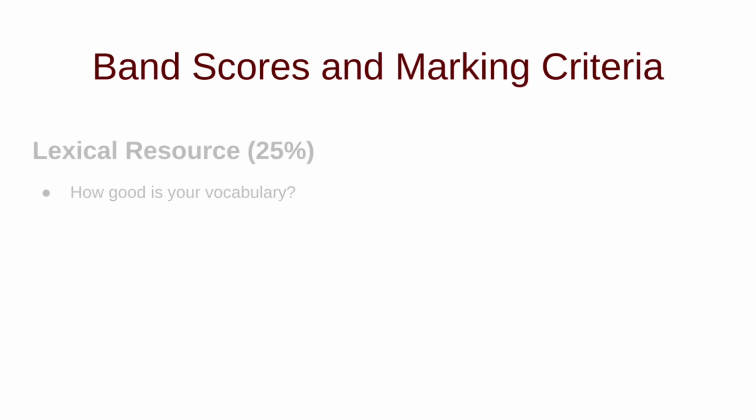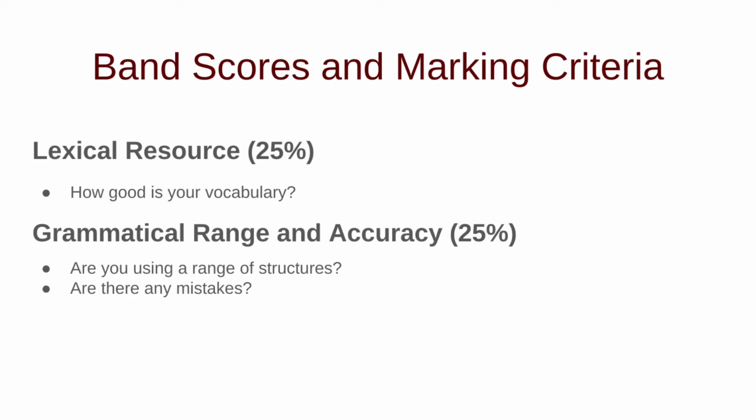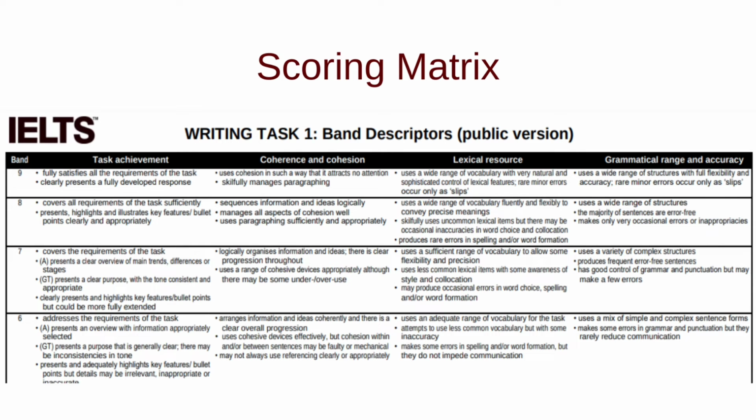The third area is lexical resource, which is just a fancy way of saying vocabulary. How good is your vocabulary? And the fourth is grammatical range and accuracy. Are you using a good range of grammar structures? And is your grammar correct, or are there any mistakes? This is the scoring matrix, showing how each of the 4 areas are scored. Feel free to pause the video and have a good look, but I'm also going to put a link to the document in the description below.